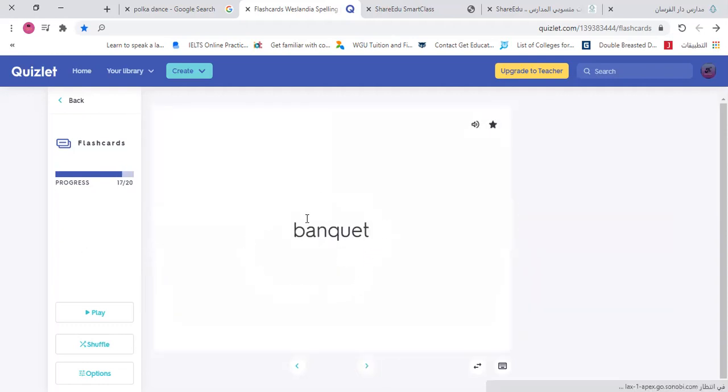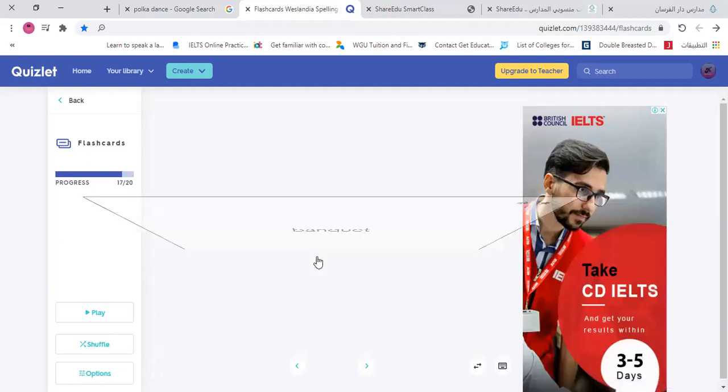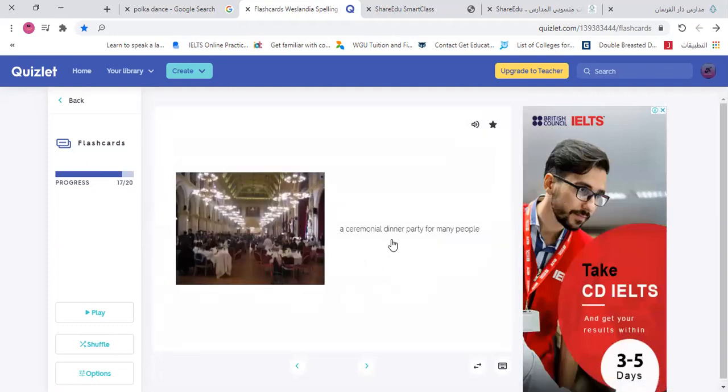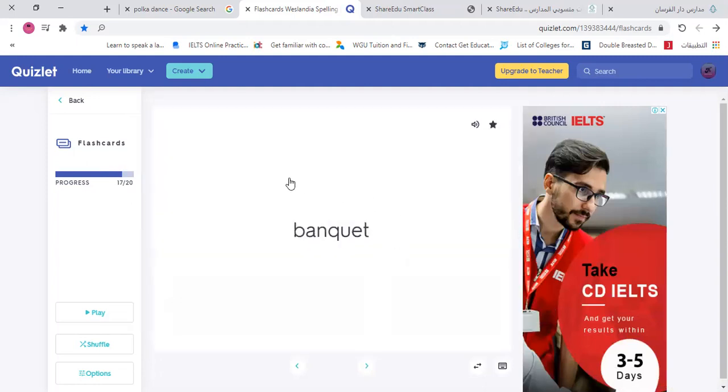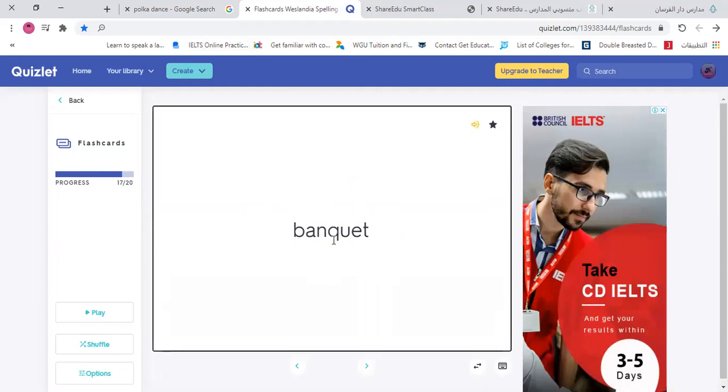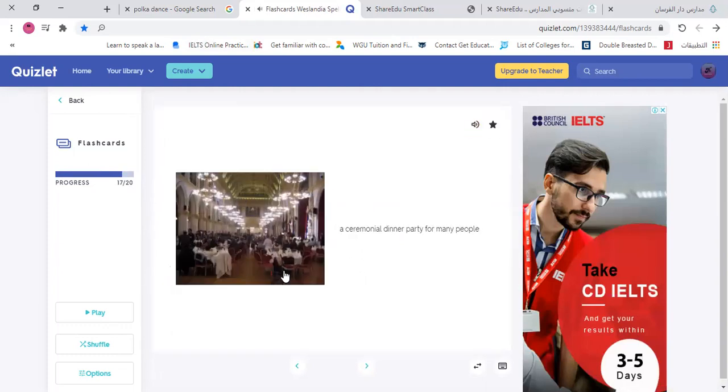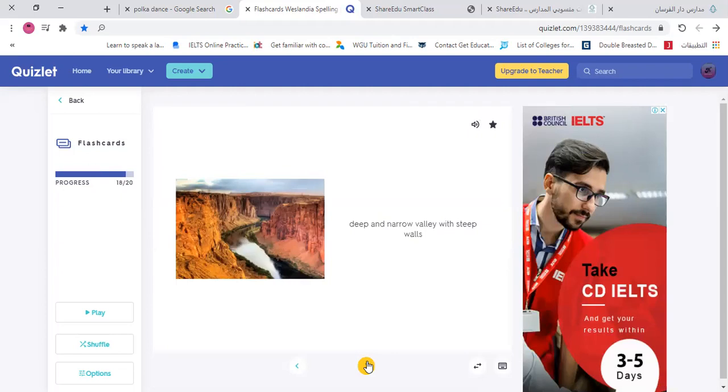Then we have banquet. Banquet also comes from the French language. Banquet means a ceremonial dinner party for many people. Like, for example, if you go to the royal family in Britain, if you are a really important person, they will make a banquet for you. What does it mean, banquet? Yaani a big ceremony and a big gathering for all the people, and they will make the tables like this, very big banquet. We call it in Arabic ma'duba, which means a big gathering.